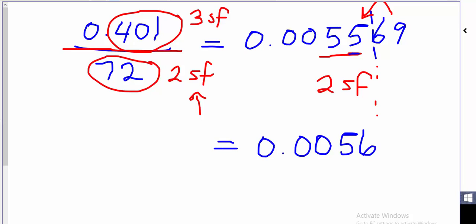And there's my answer. I could also express this in scientific notation, which would be equally acceptable. And if I do that, I'm going to move this decimal place over 1, 2, 3 spots.